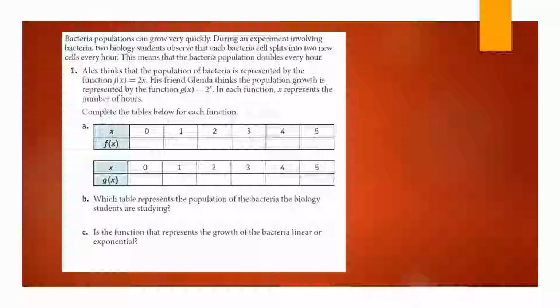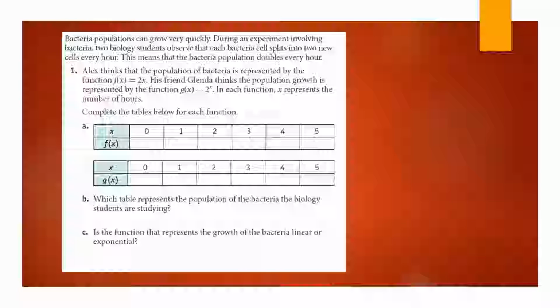So as always, I want to encourage you to work through the page yourself and then play my version and follow along, fill in anything that was missing or that you need to add to your own thinking. So here it says bacteria populations can grow very quickly. During an experiment involving bacteria, 2 biology students observed that each bacteria cell splits into 2 new cells every hour. This means that the bacteria population doubles every hour.